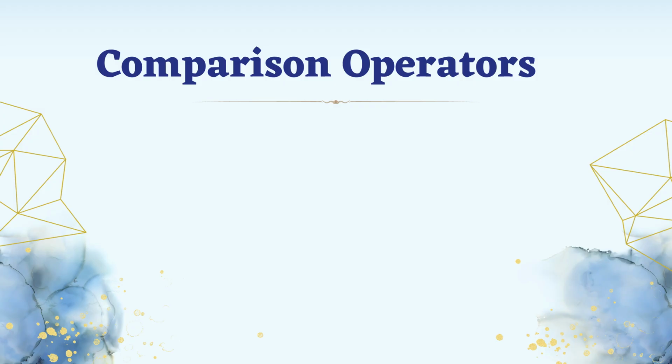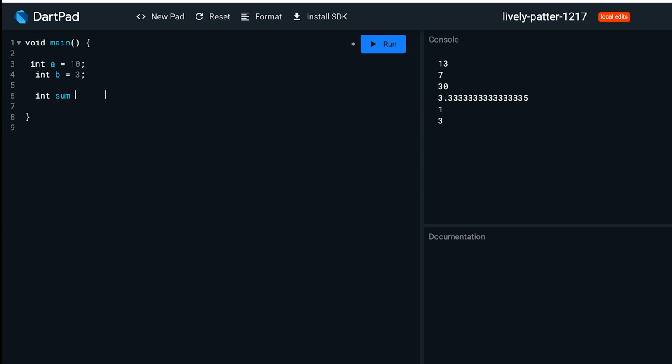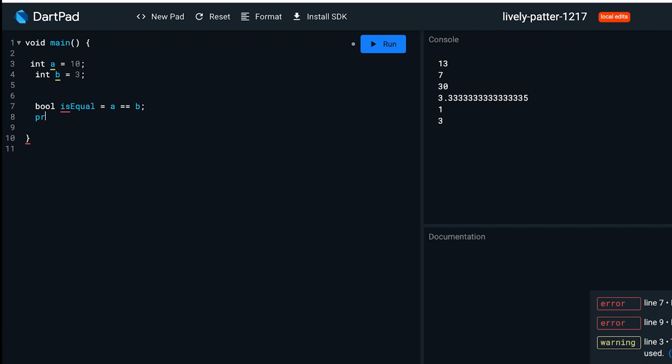Now, let's move on to comparison operators. Equality checks if two values are equal. Using this equality operator, we compare whether these two variables are equal. Declare a Boolean variable named is_equal, using the double equals operator, a == b. The result is stored in the is_equal variable.